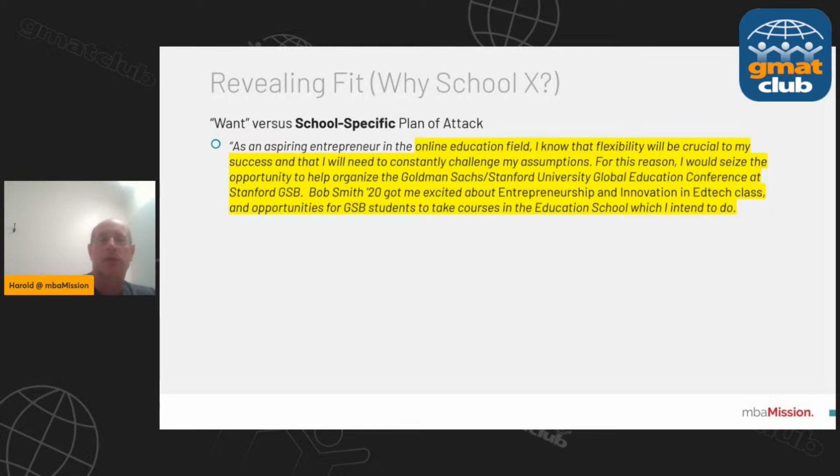Bob Smith, class of 2020. And again, Bob Smith only went to Stanford. You're only talking about a Stanford person. You've done your homework. You've reached out to Bob Smith. You've talked to them. You now understand how Stanford is different. Got me excited about the entrepreneurship and innovation in EdTech class. Again, very specific class. And again, Bob Smith told you about it.